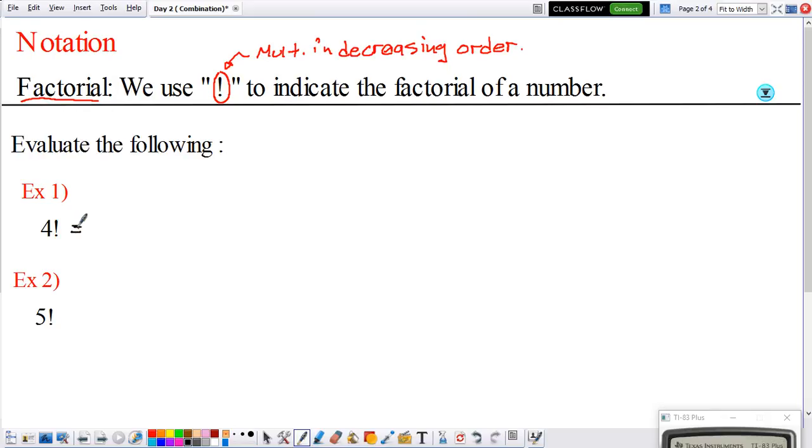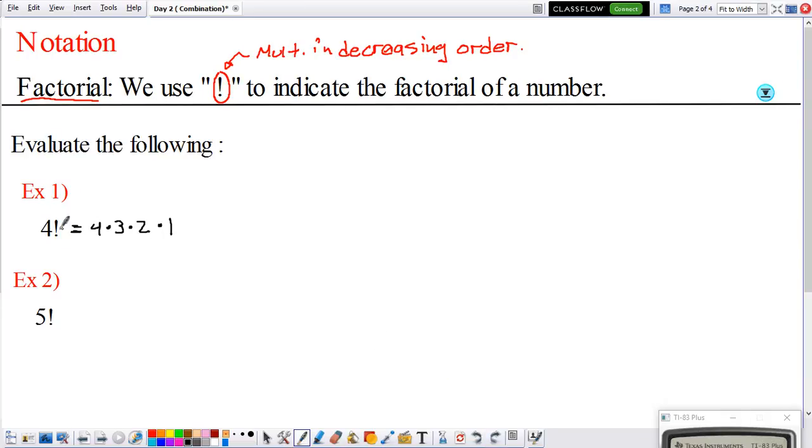So what this means is that we're going to multiply in decreasing order. First, we're going to start with 4. And then we're going to multiply by 1 less, by 1 less, by 1 less. And we always stop at 1. Because if we continue and go all the way to 0, then it's always going to be 0, because all this times 0 is 0. So when we talk about factorial, we always stop at 1.